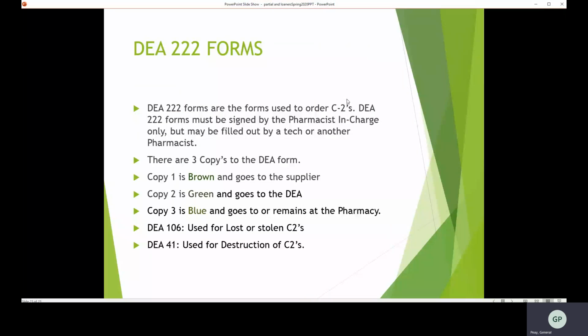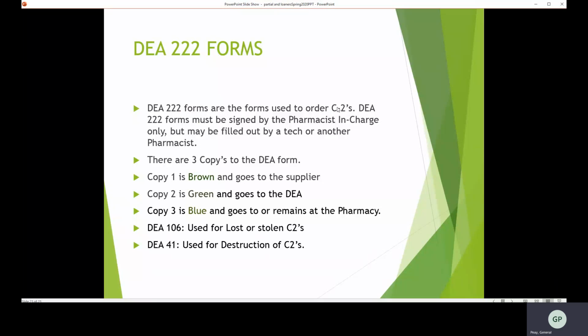So C3s, C4s, C5s, and everything else can be ordered online, okay? Not C2s. C2s need a special form, and the form number is 222. So sometimes the PTCB may ask simply, what form is needed to order C2s? The answer is 222, DEA 222.